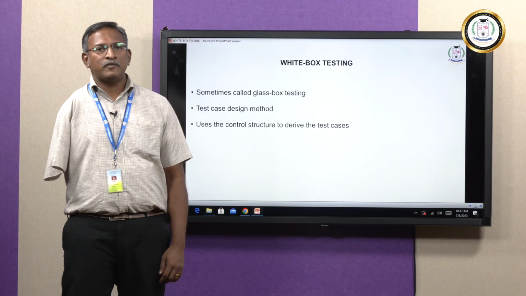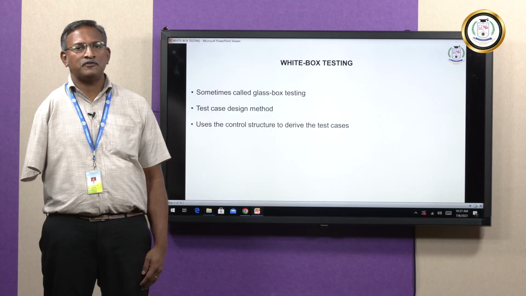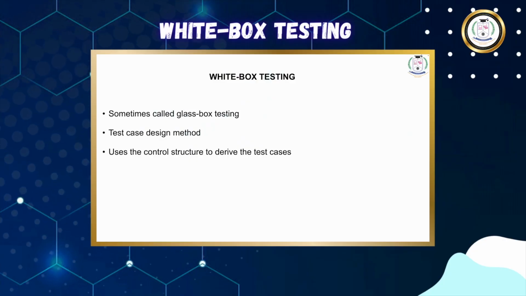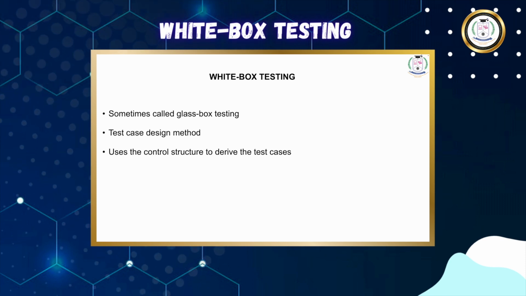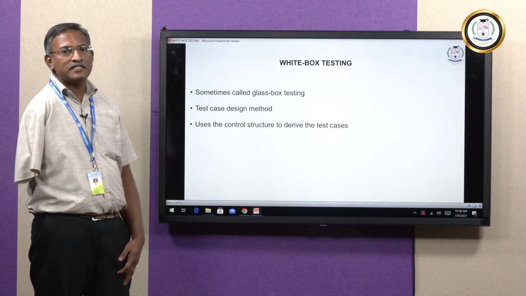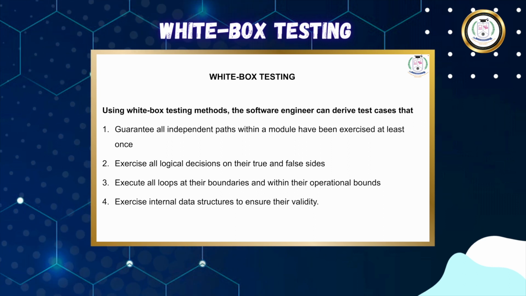Testing plays a major role in finding the faults in the software. White box testing is also called glass box testing. This is a testing method which uses the control structure to derive the test cases. So in white box testing, how are we going to design them?